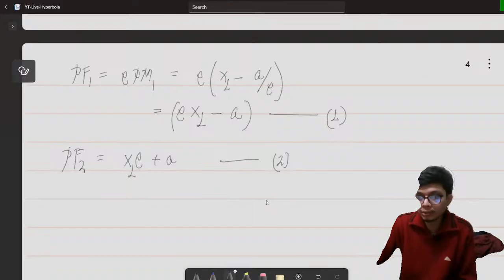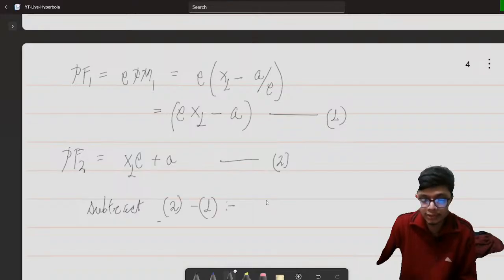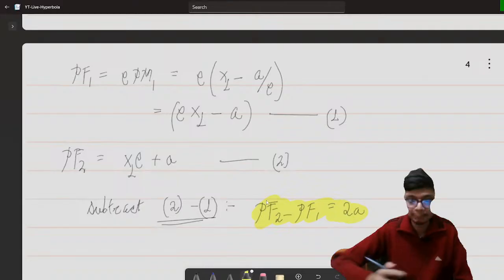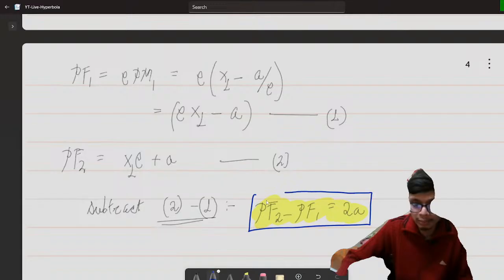So having these two equations, if I subtract the second from the first, what am I going to get? I'm going to get PF2 minus PF1 equal to 2a, which is basically a constant, right? So only when you subtract, this becomes a constant, right? Is this part clear to all of you? Okay, so we again proved that this is also valid in the case of the standard equation of the hyperbola, right?